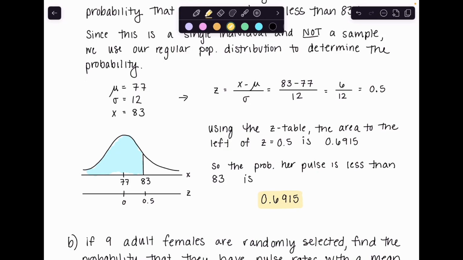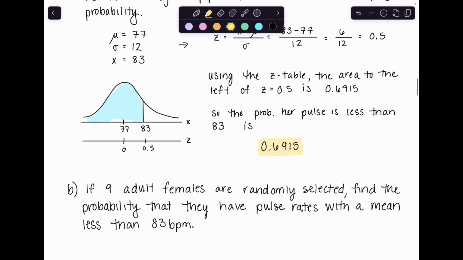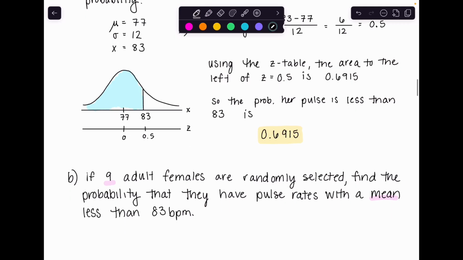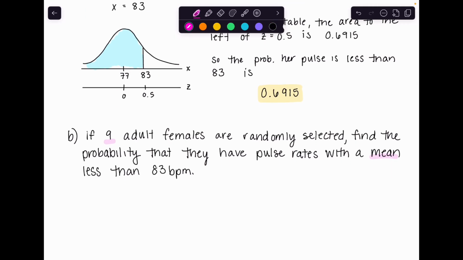Again, exactly what we did before, because this was a single individual and not a sample, we just immediately found the z-score. But now in this next one, if I change this and say if 9 adult females are randomly selected, we want to find the probability they have pulse rates with a mean less than 83 beats per minute. So again, here I'm now searching a mean pulse rate, and I have 9 females. So what this means is this is a sample of our data.